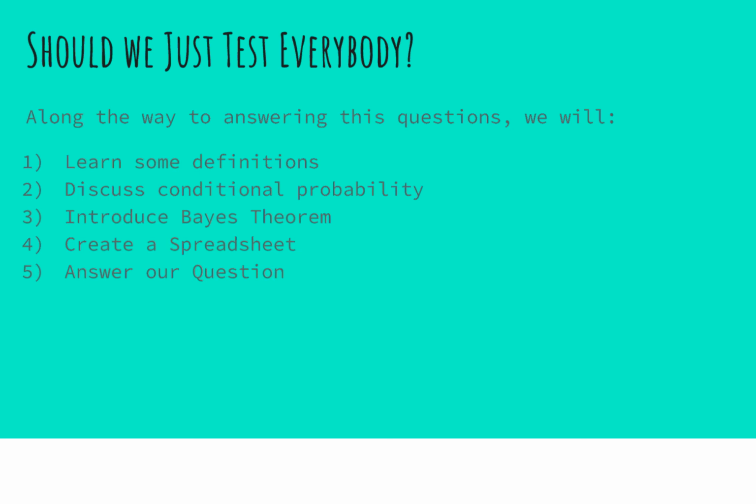As we proceed through the lesson, we will do the following. We'll learn some definitions. We'll discuss what conditional probability is. We'll use Bayes' theorem. We'll talk about a spreadsheet that will allow us to examine how a few different probabilities interact with each other. And then we'll be able to answer today's key question: should we just test everybody?